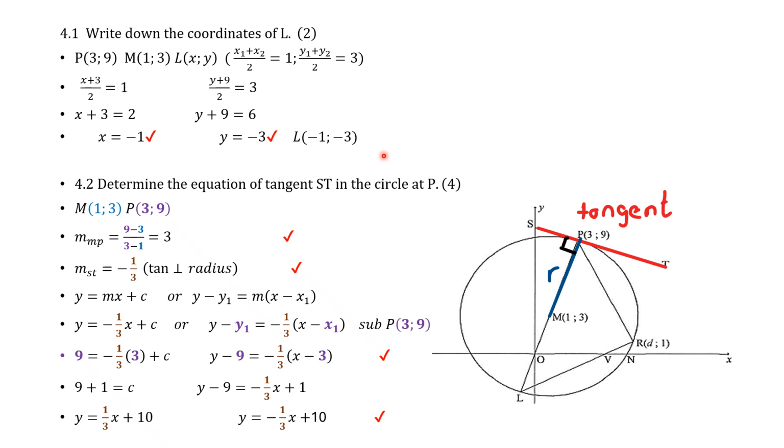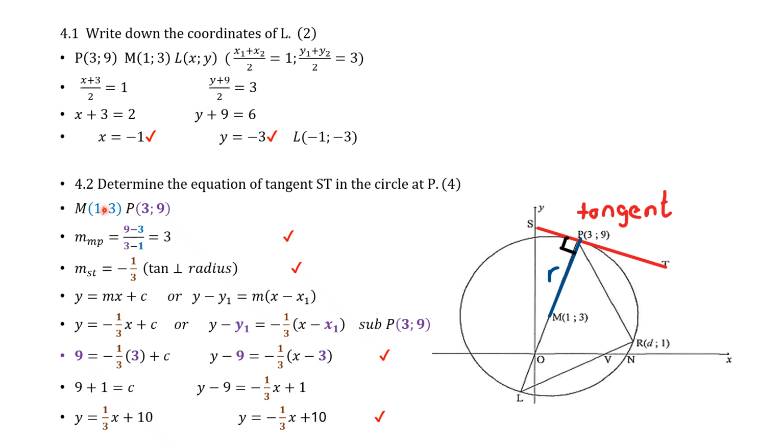We could have gone a simpler route using symmetry, the fact that it's symmetrical about M. 3 minus 1 gives me 2, 1 minus 2 would then give me negative 1. 9 minus 3 gives me 6, 3 minus 6 would then give me negative 3. So that's just another way of finding the coordinates of L.